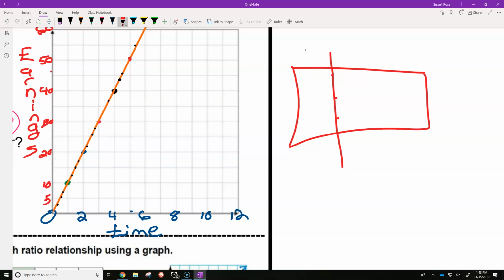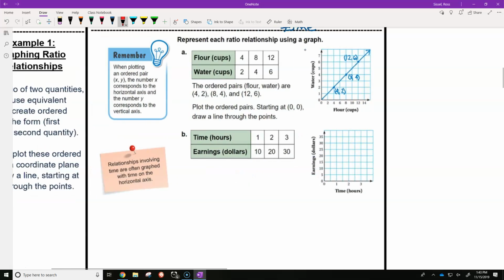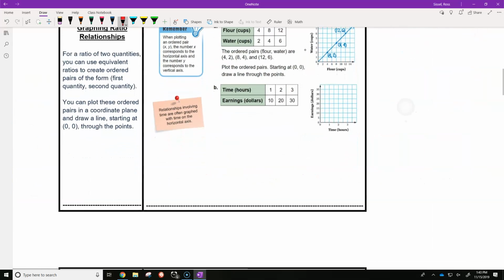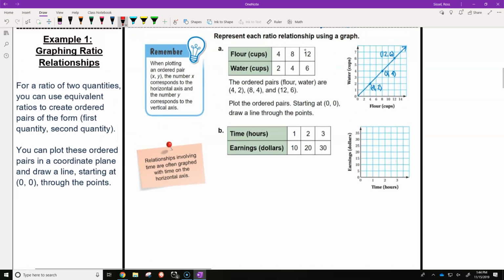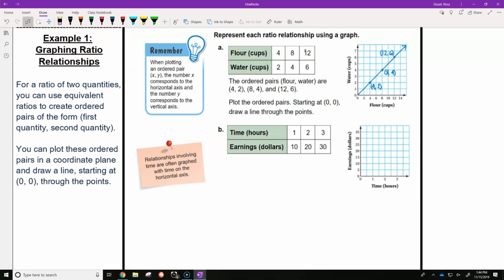Today, you are going to have to graph 3 points. You're going to have to plot 3 points to do your line. Every single time. Okay? Alright, look at example 1. Our examples will not take us very long if you're following along. It says, graphing ratio relationships. For a ratio of 2 quantities, you can use equivalent ratios to create ordered pairs from the first quantity to the second quantity. Okay, you have this in notes. You do not have B yet. I'm going to show the video. Watch, see how they do A, and then you will do B.